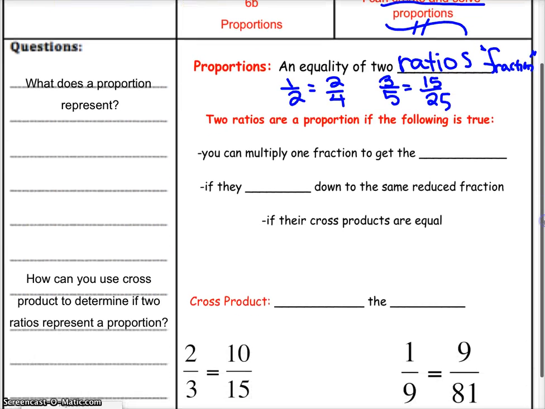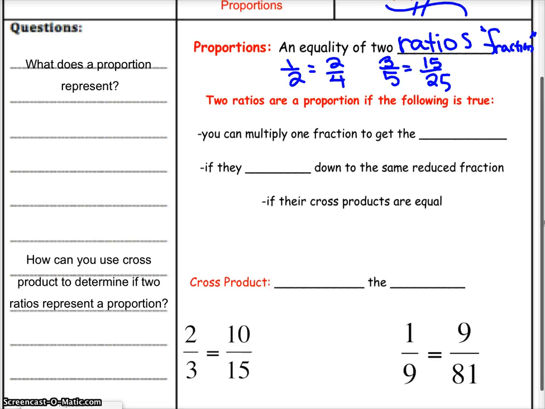Now, you need to know how to tell if something does create a proportion. The first thing you can do to tell if two fractions make a proportion is multiply one fraction to get the other. What I mean by that is up here, I times both of them by 2, and so they're the same thing. Or if they simplify down to the same thing, it's a proportion.